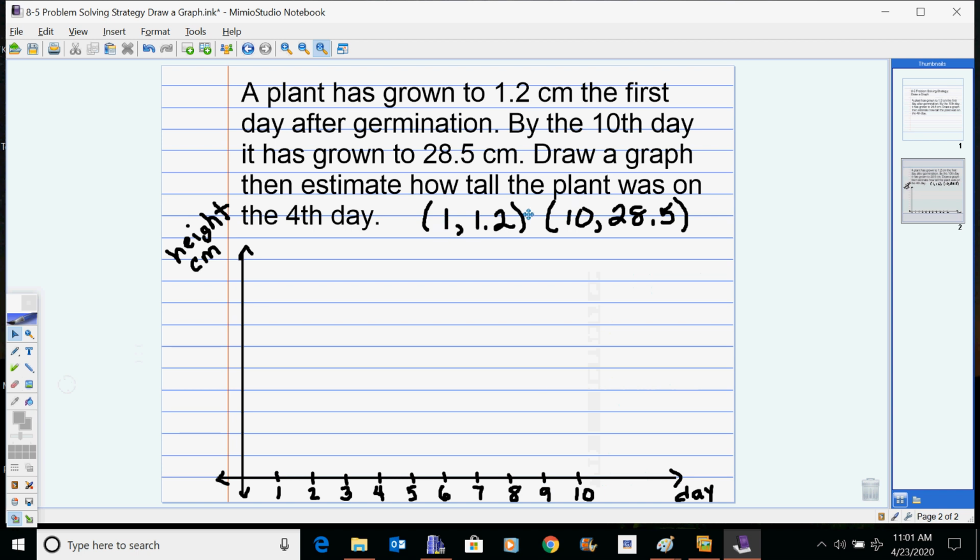Now the part that's a little trickier is the y-axis or the height axis. We're going from 1.2 all the way up to 28.5. So we need to take the number of lines that we have and we need to figure out what is going to be a good gap for us to take when we are looking at that. So we're going all the way up to 28.5. We're starting at 1.2.